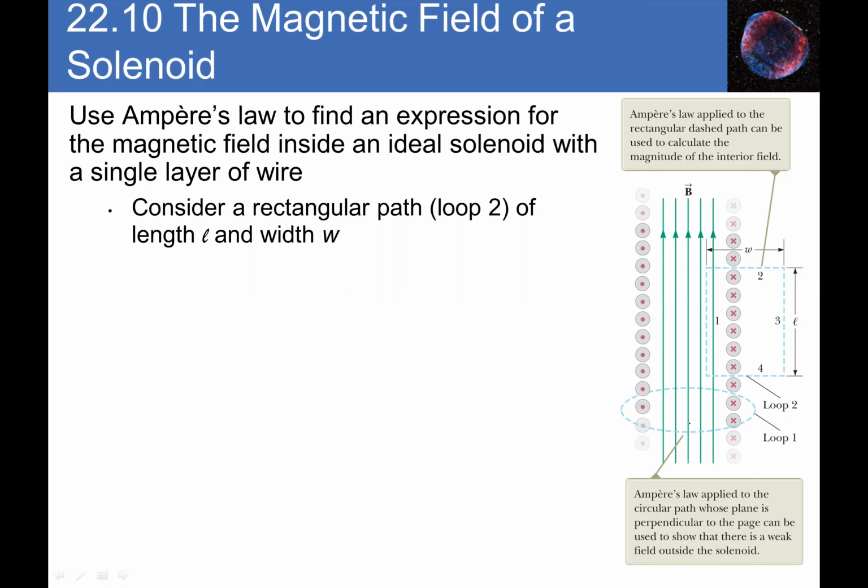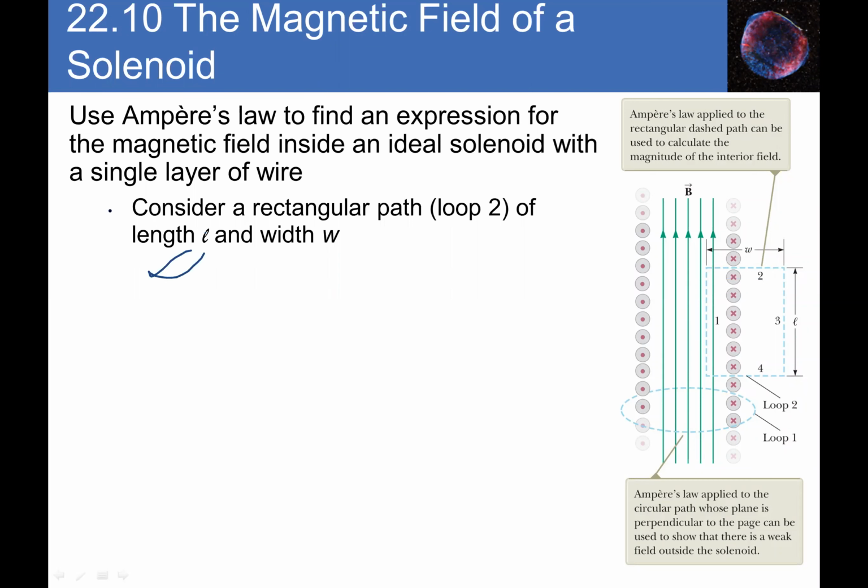You have then length L and width W. So you can say that this is my length L here, and then this is the width W. Now you have segment 1 inside the solenoid, segment 3 outside of the solenoid, and segments 2 and 4 kind of crossing between the solenoid and outside.